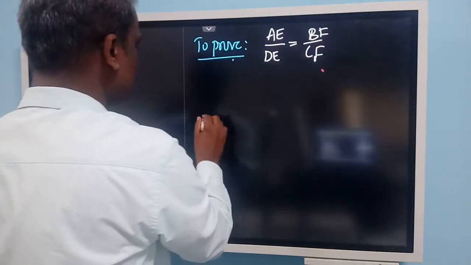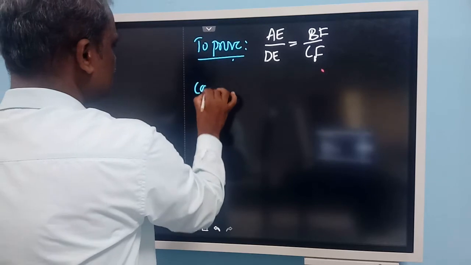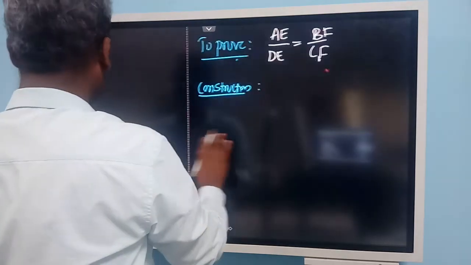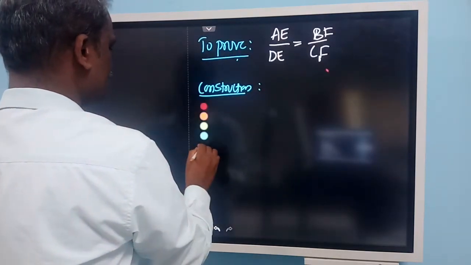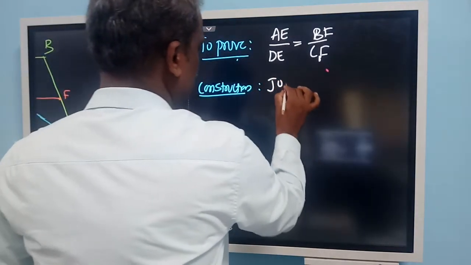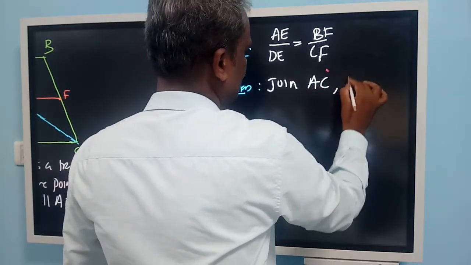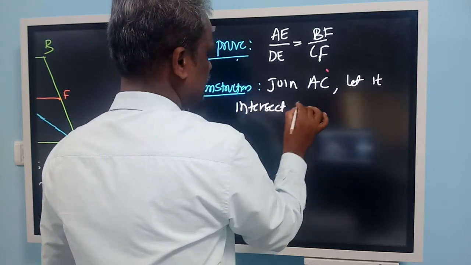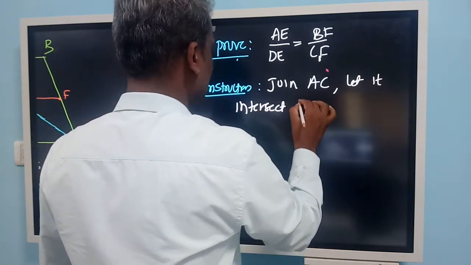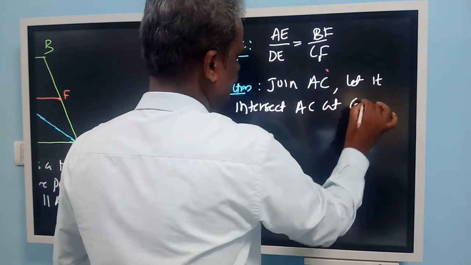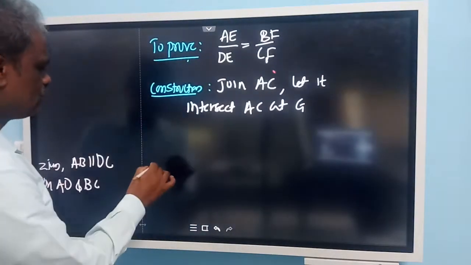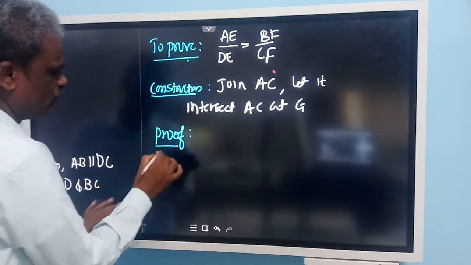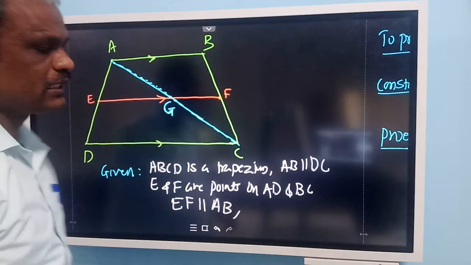So now what is the construction we have done? Construction: we have joined the line AC. So you can write, join AC and let it intersect the diagonal AC at G. So let us go to the proof now. Proof. Now we look at the diagram.